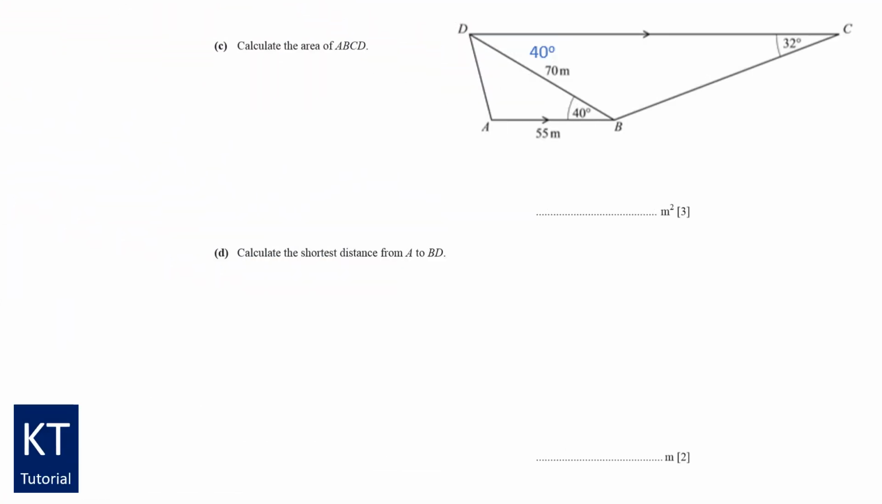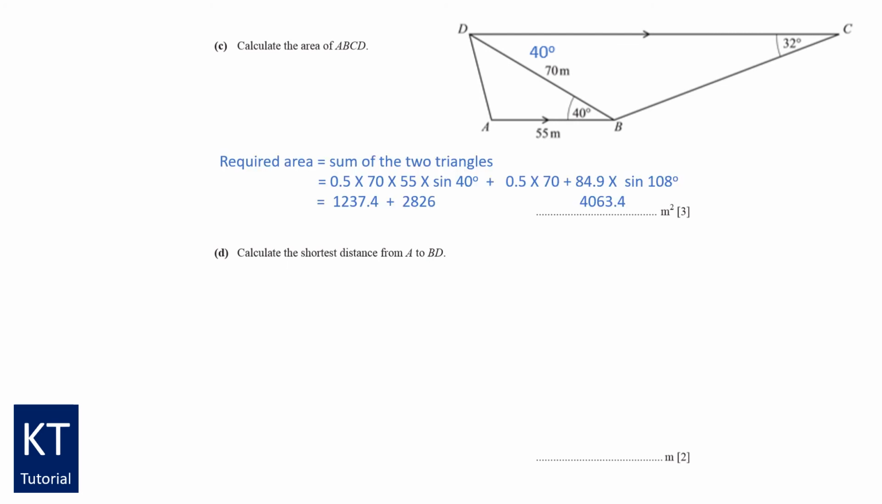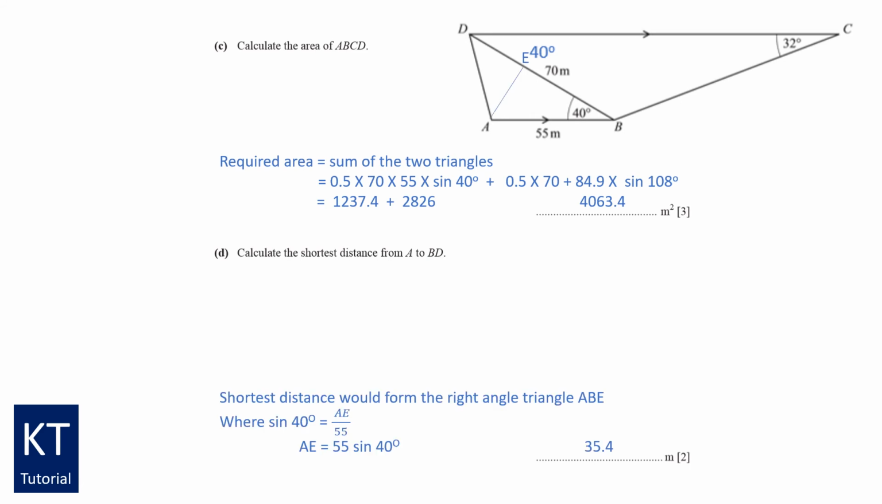Question 9c. Calculate the area of ABCD. The required area is equal to the sum of the two triangles. Next, calculate the shortest distance from A to BD. The shortest distance would form the right angle triangle ABE and apply simple trigonometry, where sine 40 is equal to AE over 55 to solve for AE.